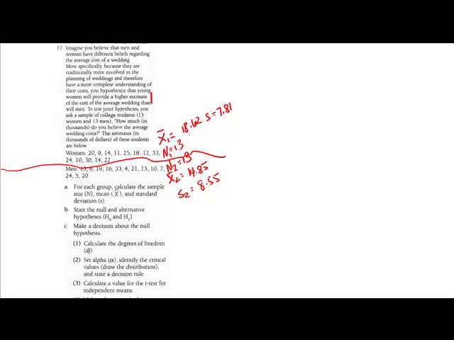Okay, so women think on average a wedding costs $18,620, and men on average from our sample believe that a wedding costs $14,850. State the null and alternative hypotheses. Well, our null hypothesis is that the average for women and the average for men are the same. Our alternative hypothesis is that the average for women is not equal to the average for men.